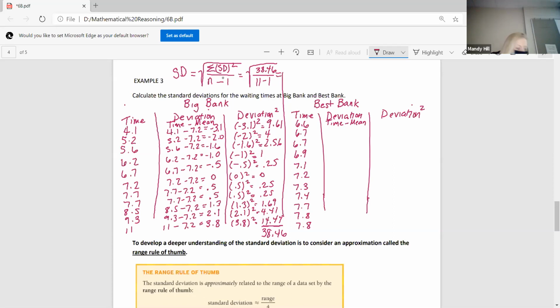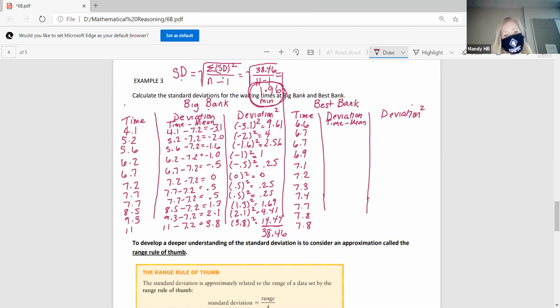When you do that calculation, it comes up to be 1.96. I'm going to write that right up here. 1.96 is what you're going to get. And that would be the number of minutes. 1.96 would be the number of minutes.